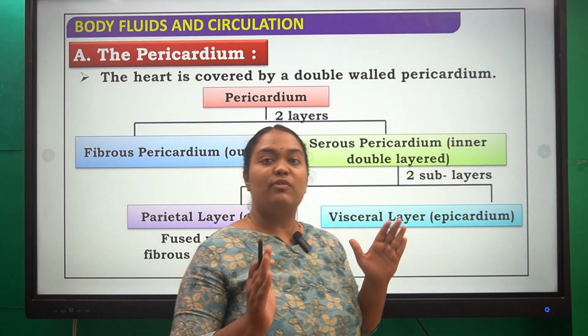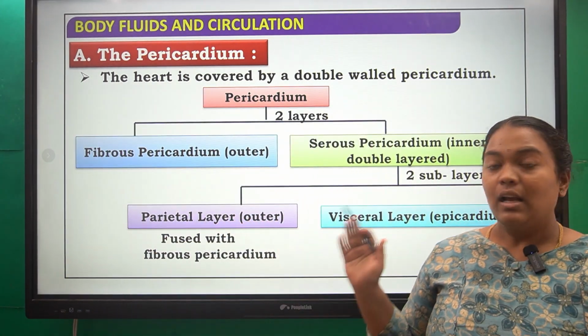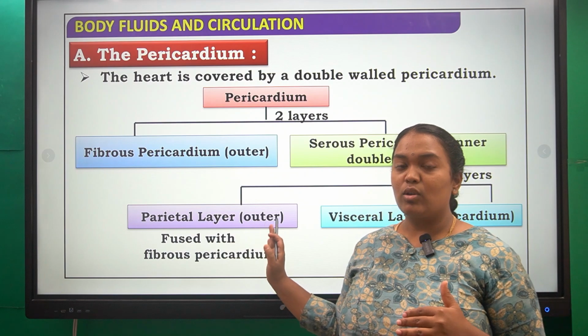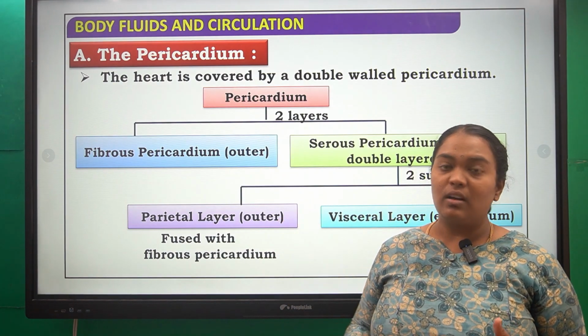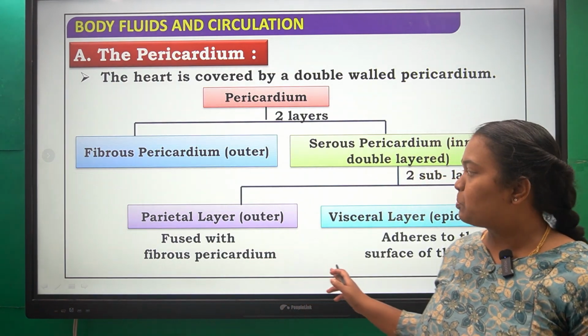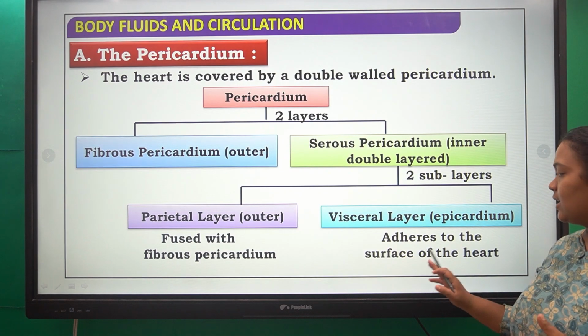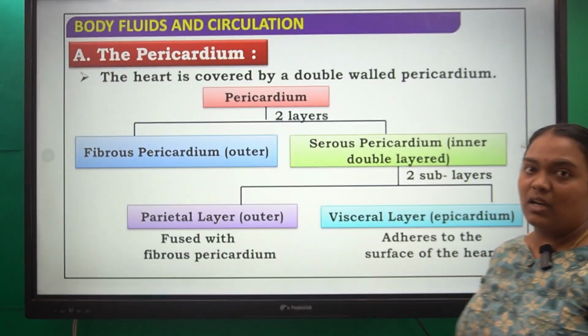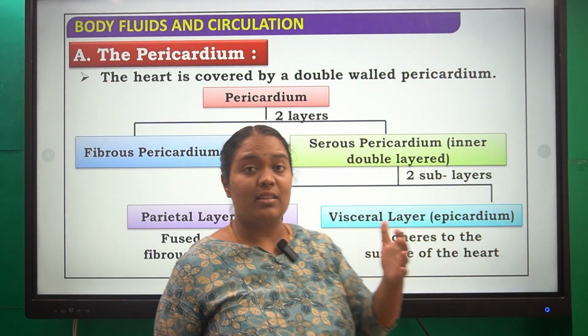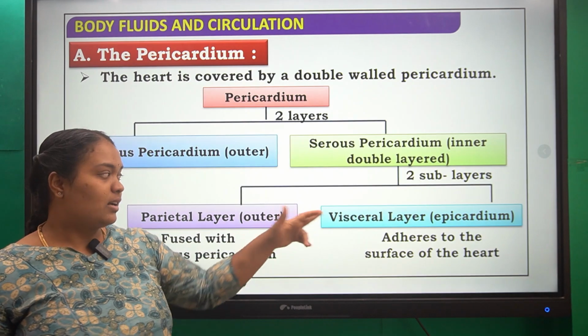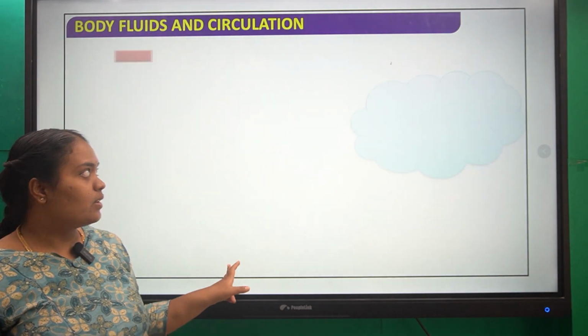So whatever this fibrous pericardium is there, the parietal layer, the outermost layer, is fused with the fibrous layer, and this visceral layer is adhered to the surface of the heart. So any tissue that is in close contact with any organ comes under the visceral layer.